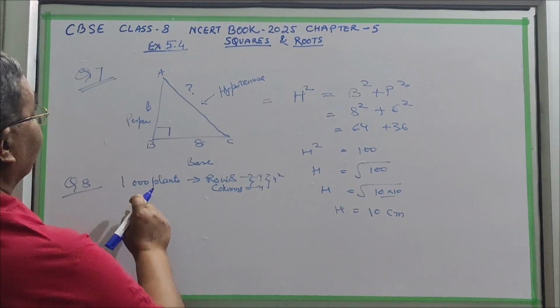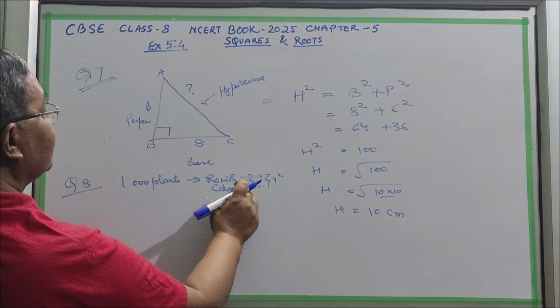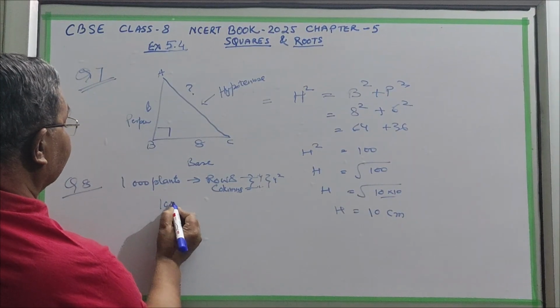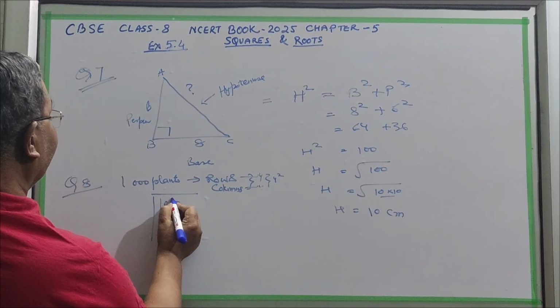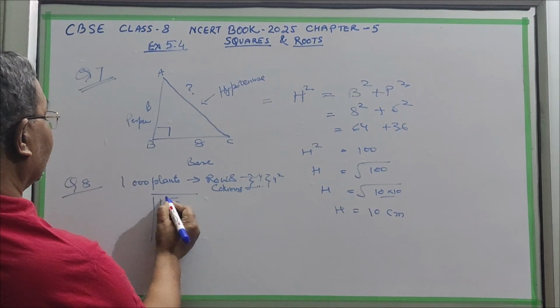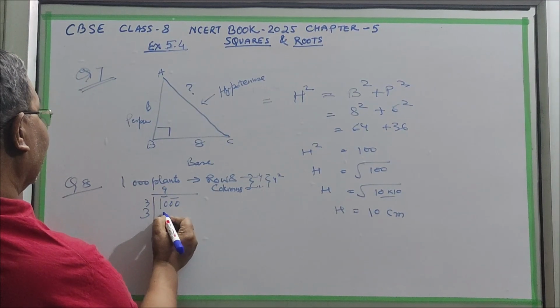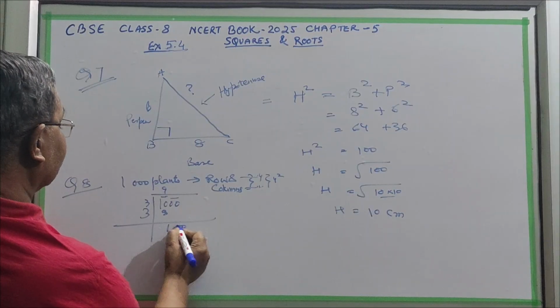The question is to find the minimum number of plants he needs more, so that rows and columns become equal. So again, for 1000, we go by the division method. 3 threes are 9. So 9 will come here, and here 1 and 0 0. It becomes 6.